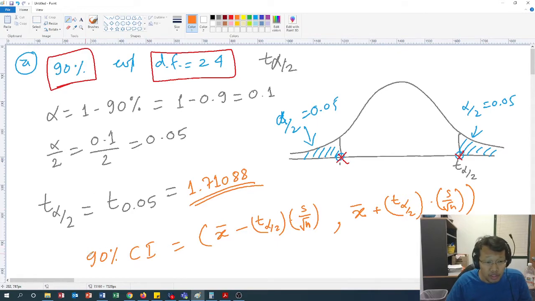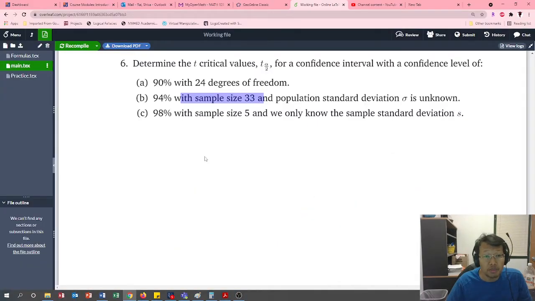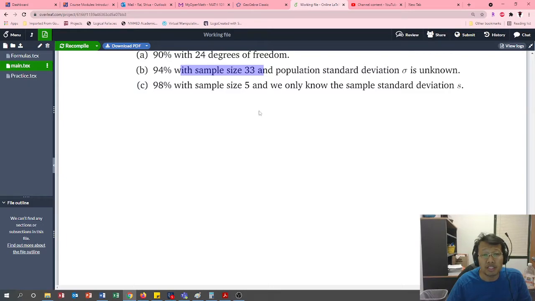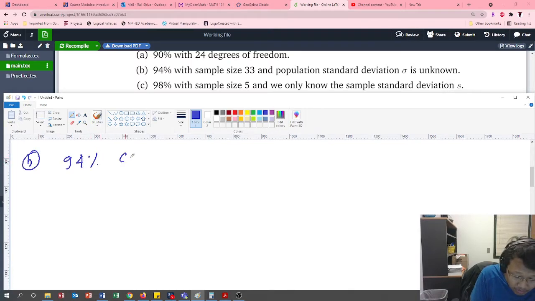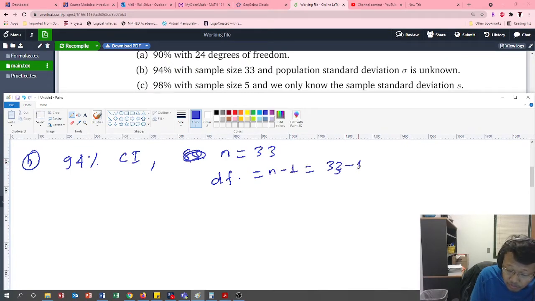Now I won't be talking too much about this one. Question B is 94% with sample size 33 and population standard deviation unknown. We know that for Student distribution, the population standard deviation is usually unknown. So that's why we go for that. All right, B, 94% confidence interval, sample size n equals 33. Then degrees of freedom is simply n minus 1, which is 33 minus 1 equals 32.